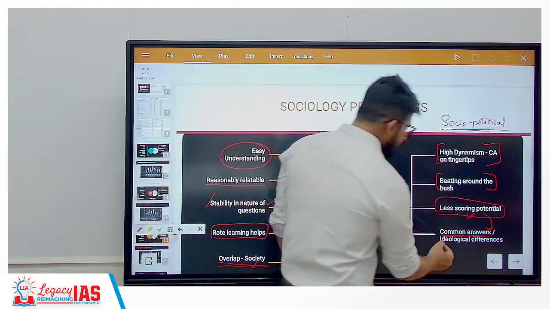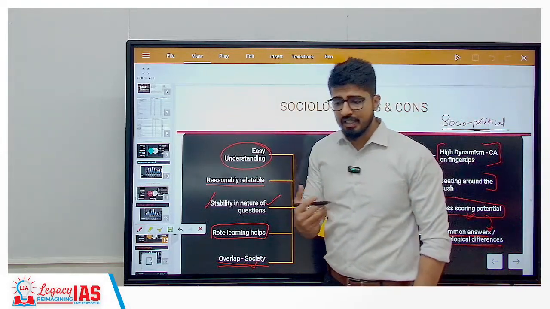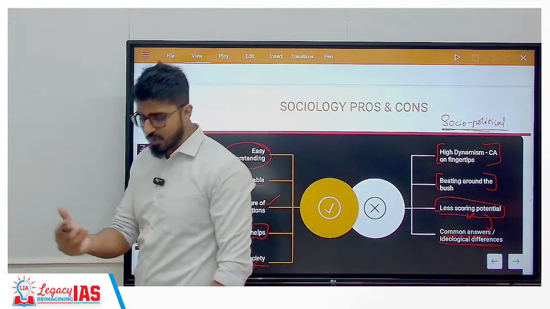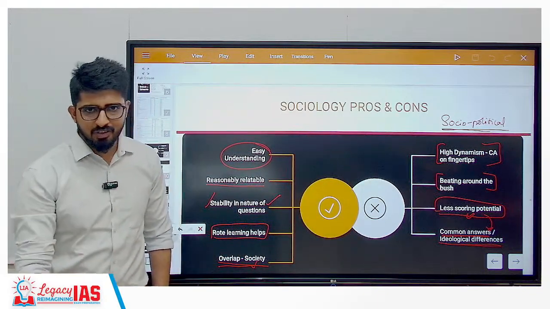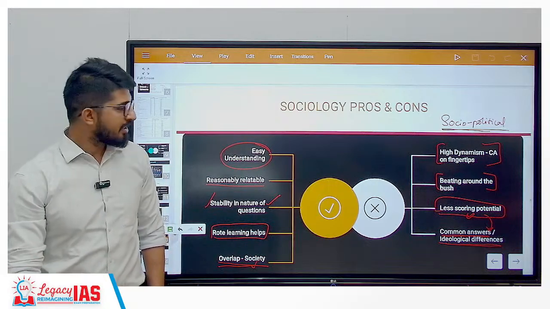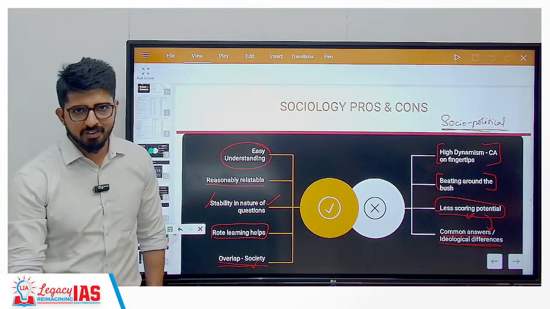And ideological differences, sometimes you put across a viewpoint, maybe ideologically you do not resonate well with the person who is evaluating your paper. So you have to maintain that line in your answer writing, right? So your viewpoint should not be too radical as such. Okay.